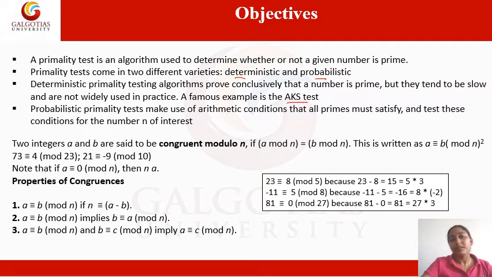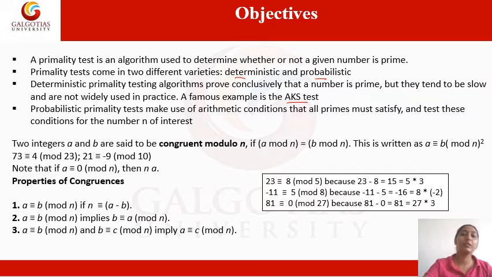Now for probabilistic primality testing, we have some kind of arithmetic conditions which need to be satisfied for some set of numbers. If the numbers have a higher probability to pass or satisfy those parameters, then we can say the numbers are prime. So these are not as definite as the deterministic one.